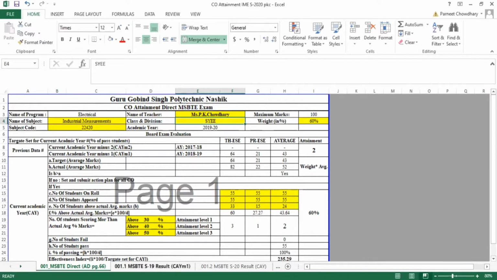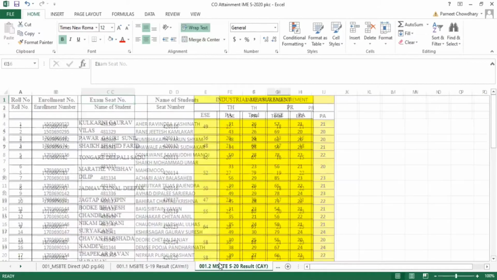So here, these are the two backups of this sheet. The naming nomenclature is like 001, and these 001.1 and 001.2 are the backups of this sheet. So whatever data is entered into this 001 sheet number 1, these data are coming from these two sheets.